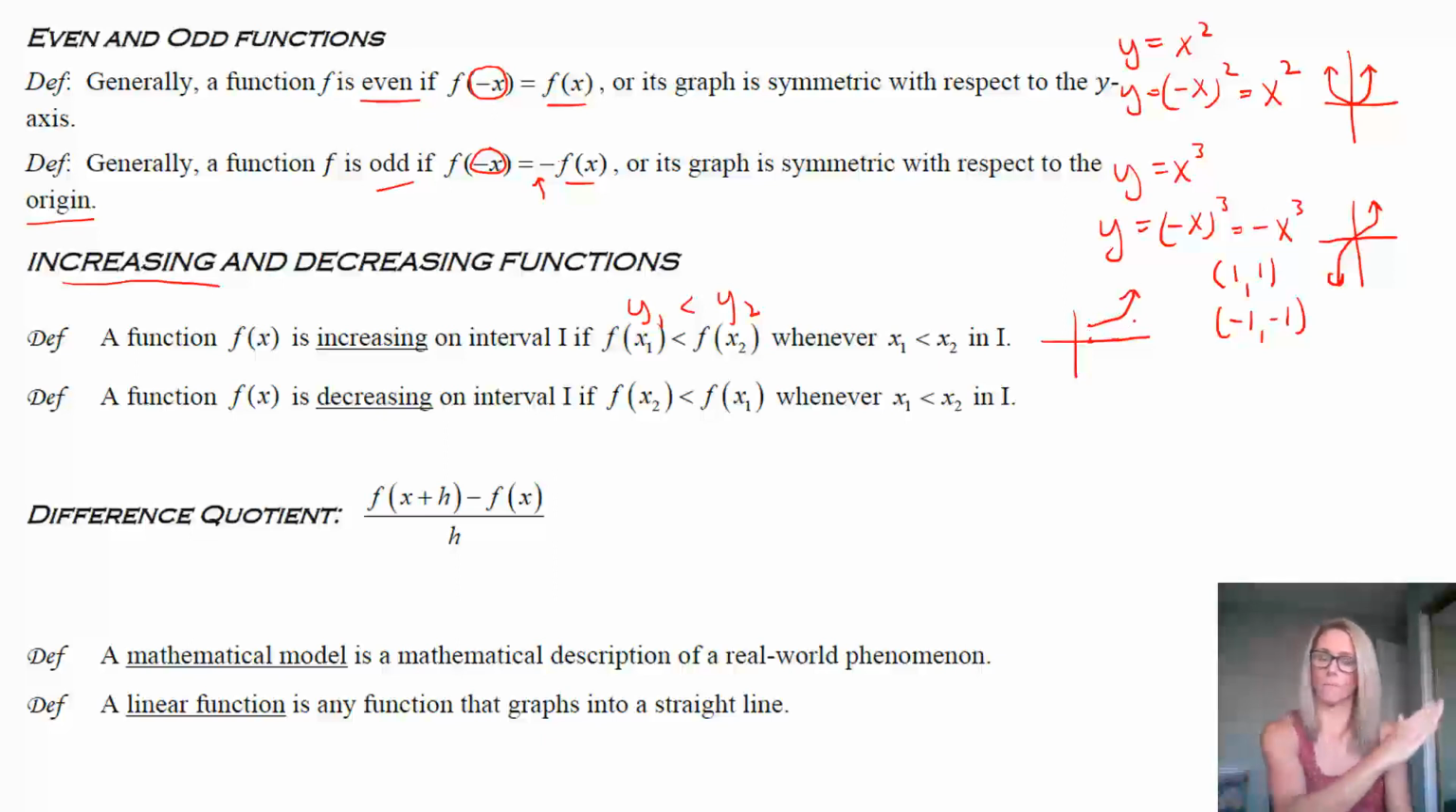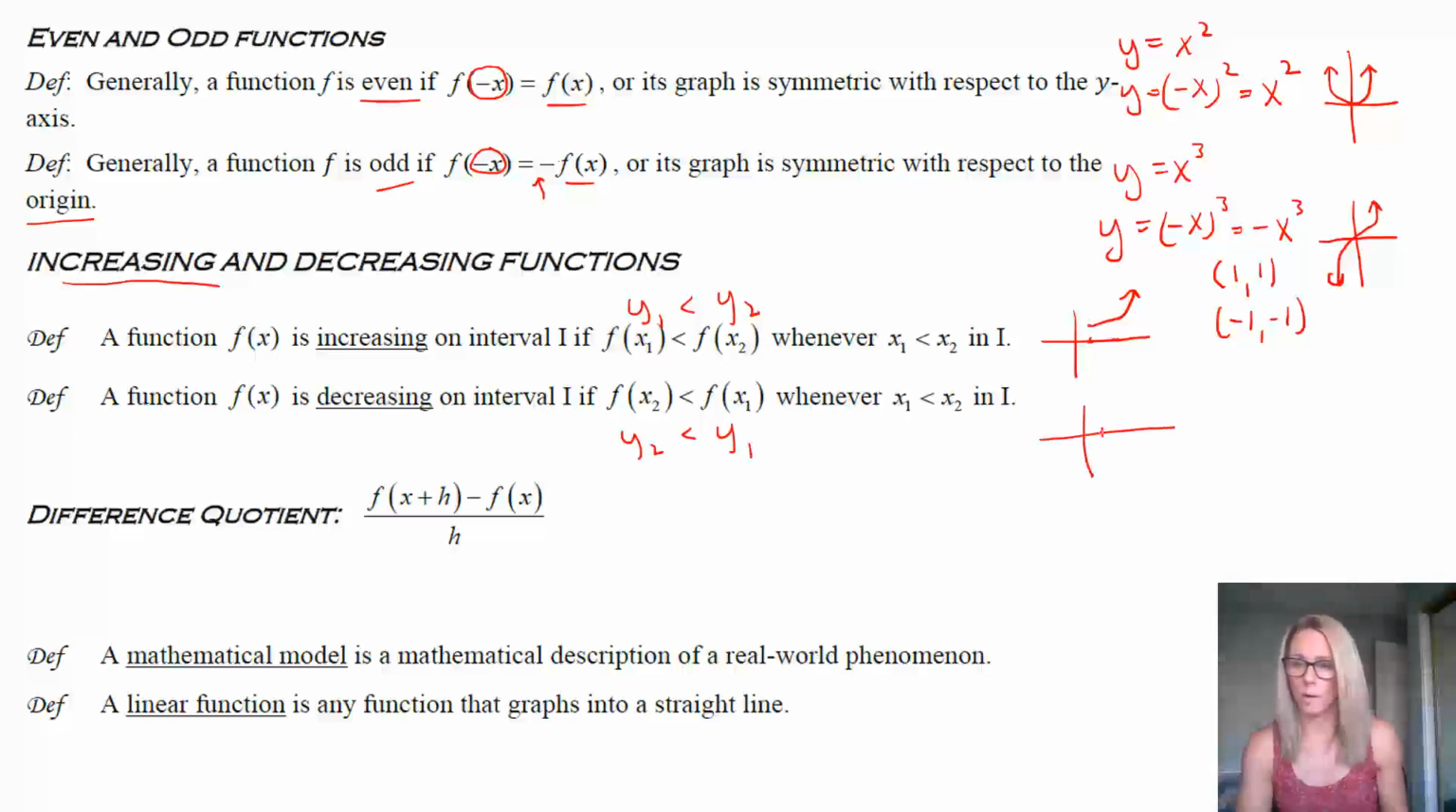Okay, so heading up to the right. Alternatively, we'd be decreasing if our y2 is less than our y1 whenever x1 is less than x2. So we still have our x1, we still have our x2, but in this case, the y1 is going to be greater than the y2. So then that creates a graph that's going down, decreasing.